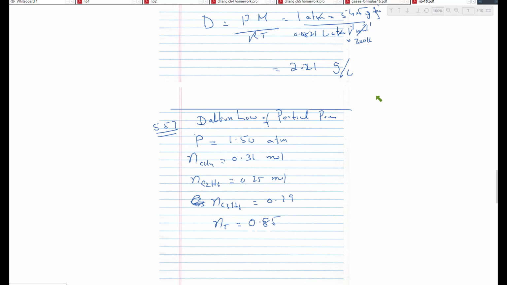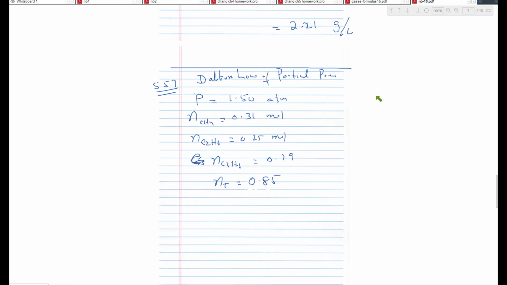Now it's asking us to calculate the partial pressure of the gases. You tell me what to do. I want you to figure out what formula we need. All right, just a second, I'm looking at it. I'm writing the individual partial pressures like this: CH4, C2H6, C3H8 you have to figure out. How can I solve this?